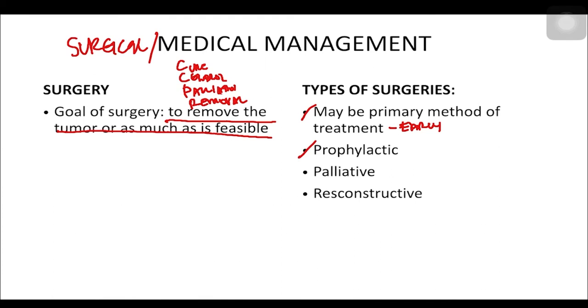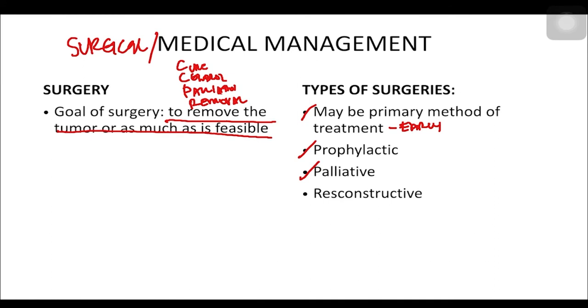Palliative, this is in the late stage. When they say palliative, it's causing the pain, and it would be beneficial for the patient if that tumor or organ is removed. Therefore, doing palliative surgery.